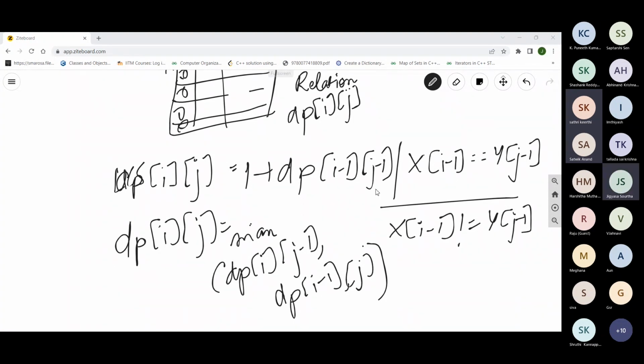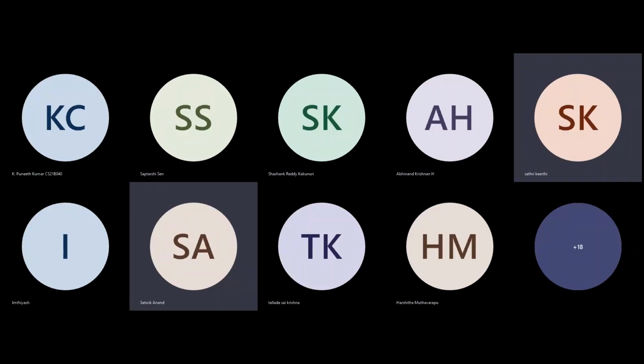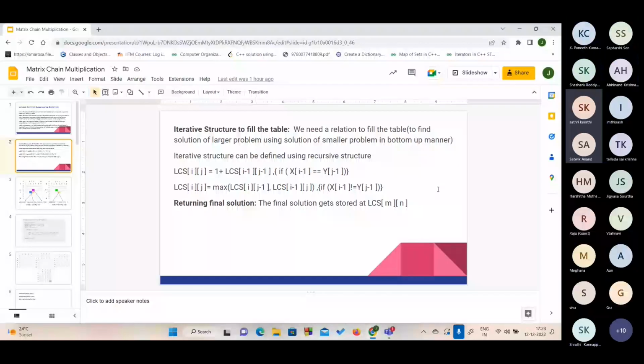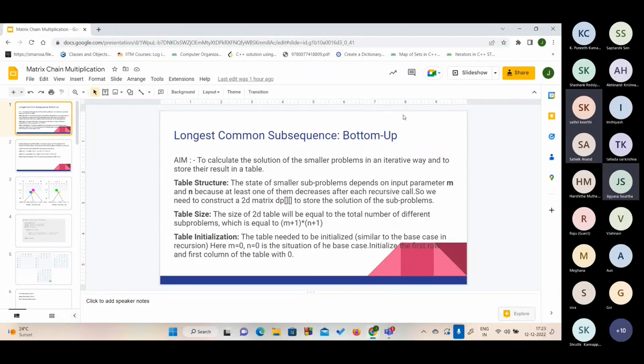Okay, can everyone see the slides that I'm sharing? Is it visible? Not the slides, the Z board is visible. I guess it's visible now, right? Yeah, it's visible now.